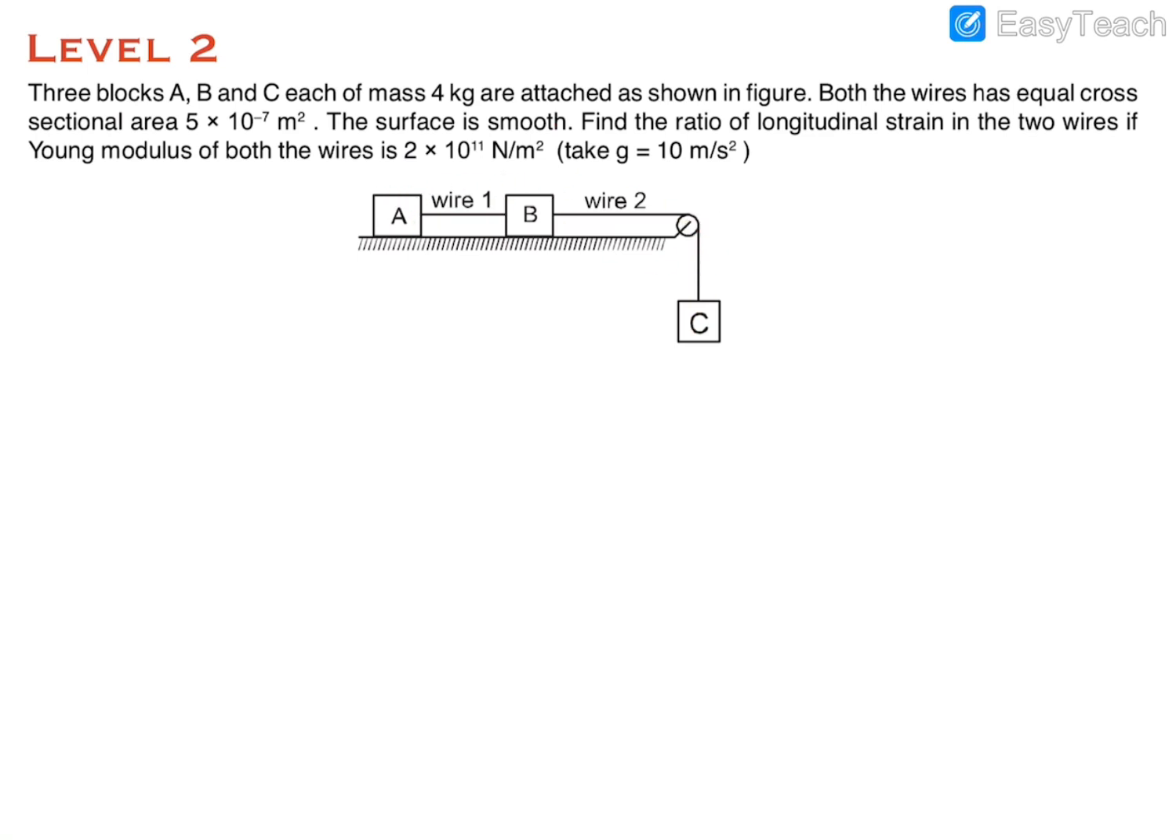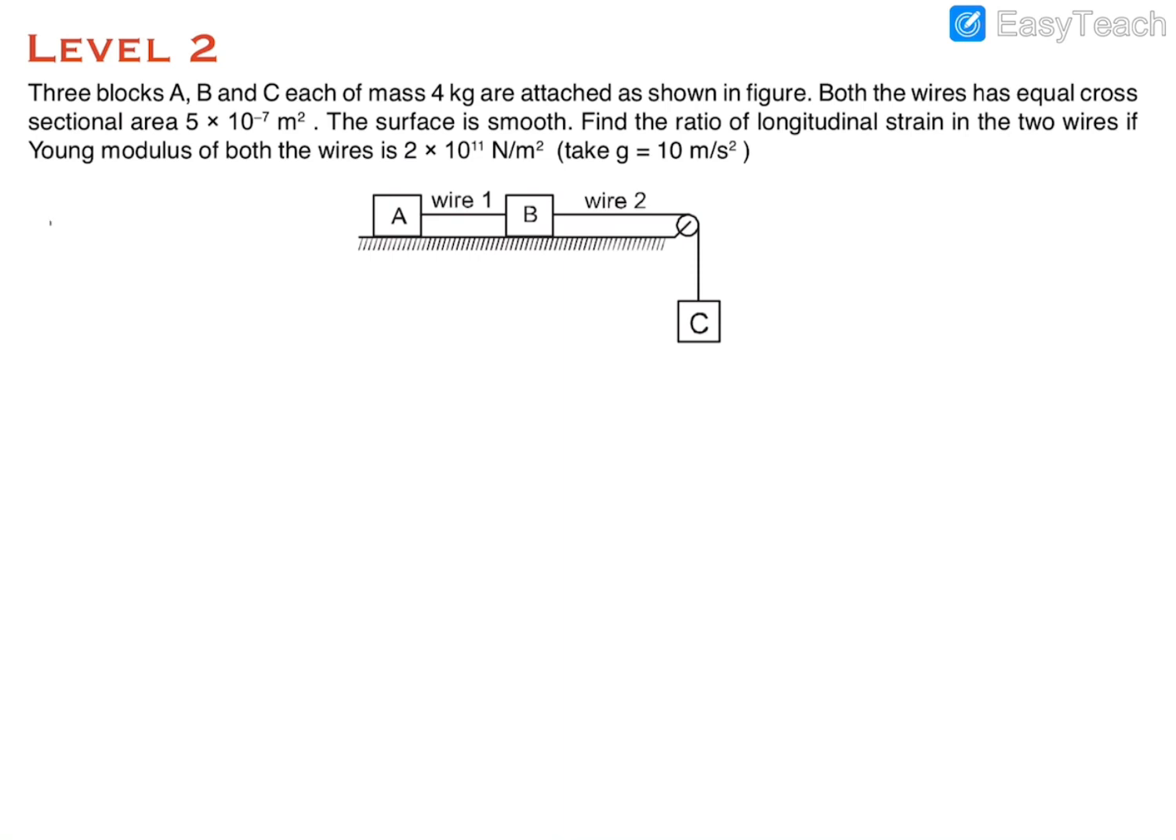Both of these wires have equal cross-sectional area, which is 5 into 10 raised to power minus 7 meter square, and this surface is smooth. So we have to find out the ratio of longitudinal strain developed in the two wires, which is strain in 1 upon strain in 2.